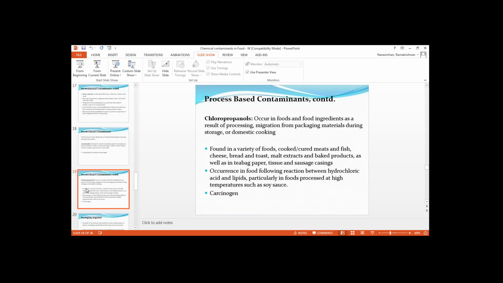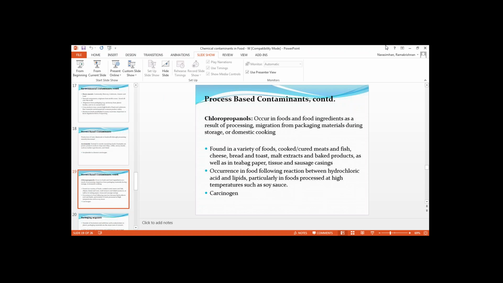Again, something about chloropropanols, which are again not that well known, but these are also potent process-based contaminants, actually. And these chemicals you may find at low levels as a result of processing or migration from packaging materials during storage, or even domestic cooking may also result in the formation of these chemicals, chloropropanols.